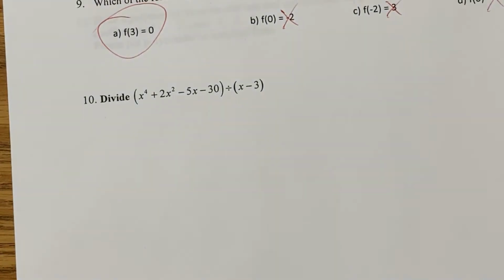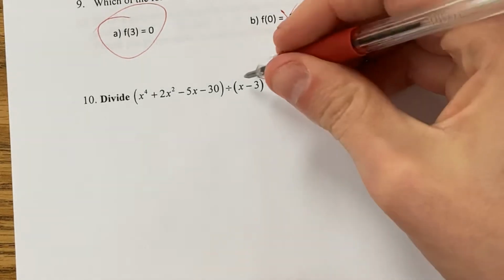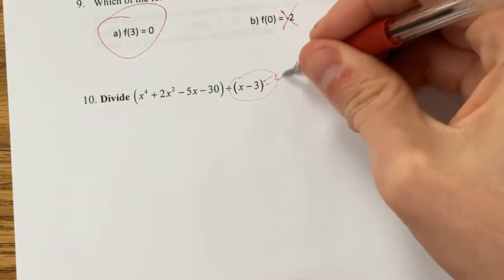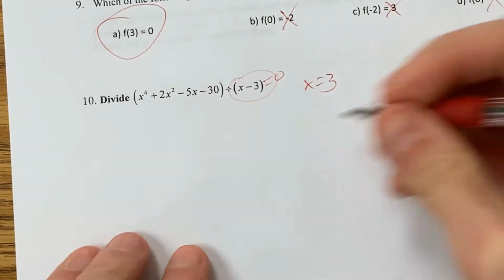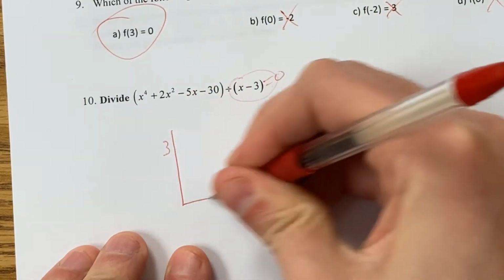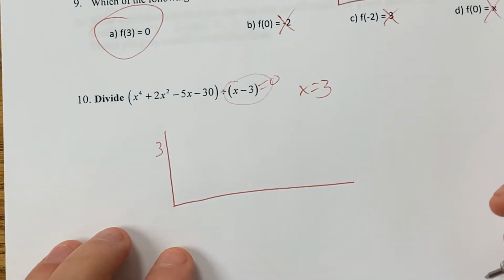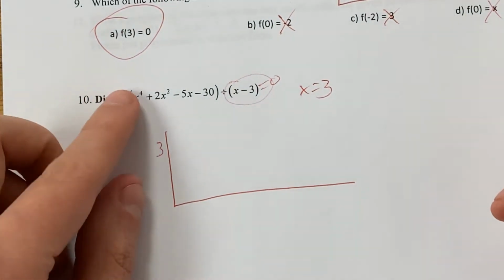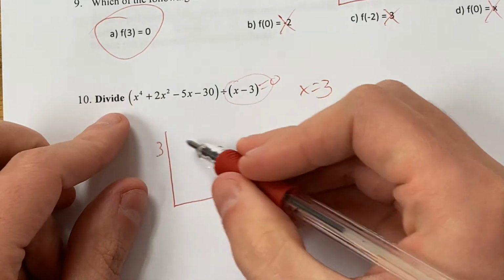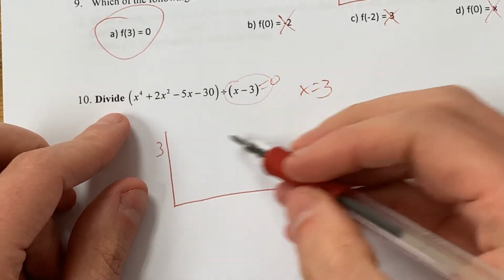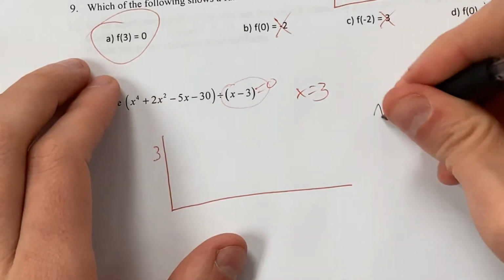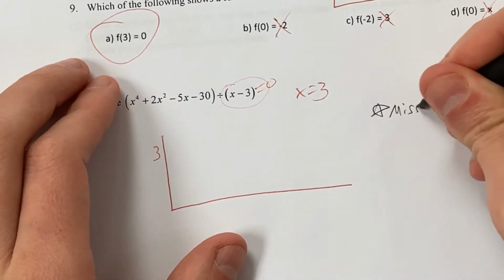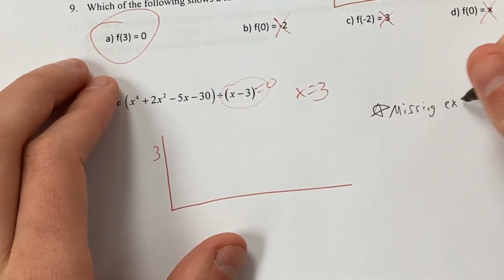Lastly, dividing. I'm going to do synthetic division because it's easier. The first thing I'm going to do is take this, set it equal to 0. That way we get x equals 3. And that 3 is going to be on the left side of our big L. And we are going to start writing the coefficients down here. But before we do that, we have to double check to see if there's any missing exponents.